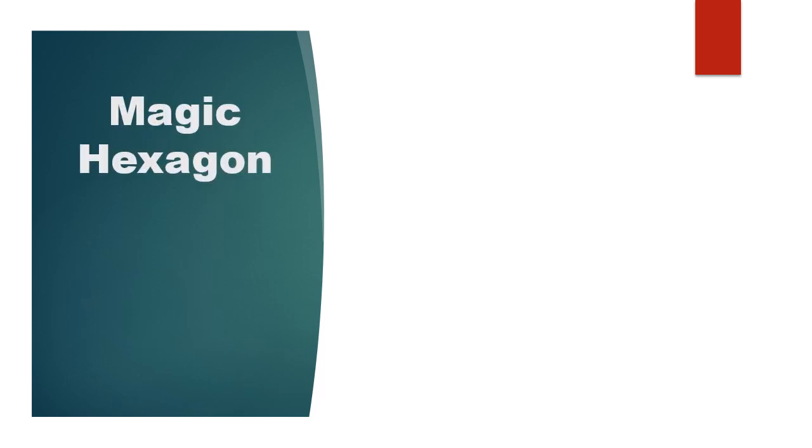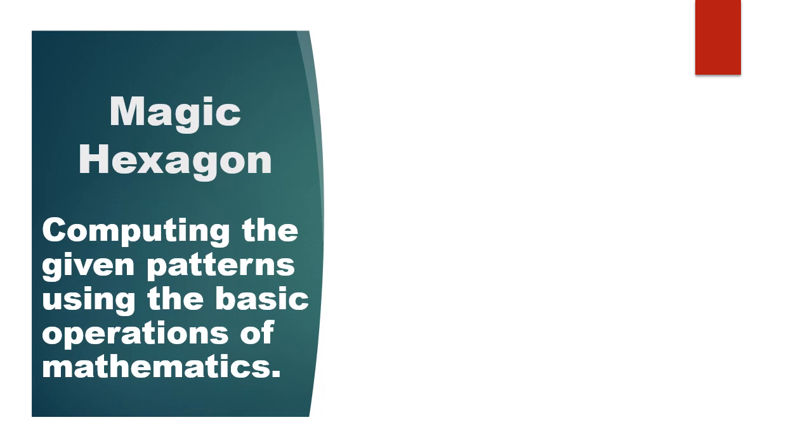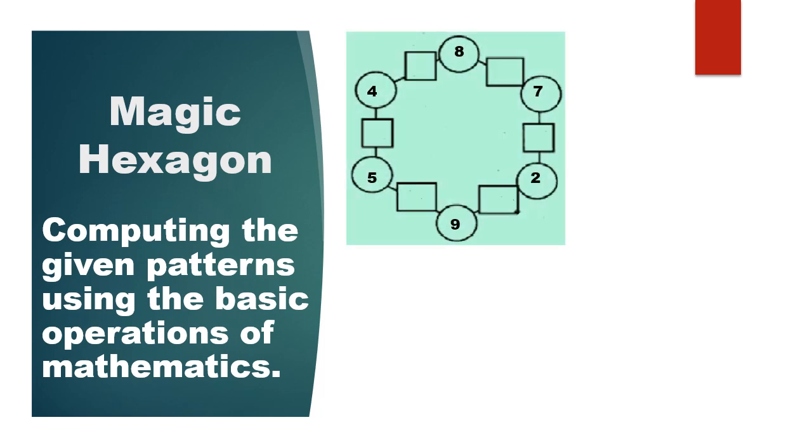Now, students, let us move to the magic hexagon. What is a magic hexagon? Here, we are going to compute the given patterns using the basic operations of mathematics. Computing means calculating. See here on the screen. You can see the magic hexagon. You can observe certain numbers in the circles. Now, there is one rule.